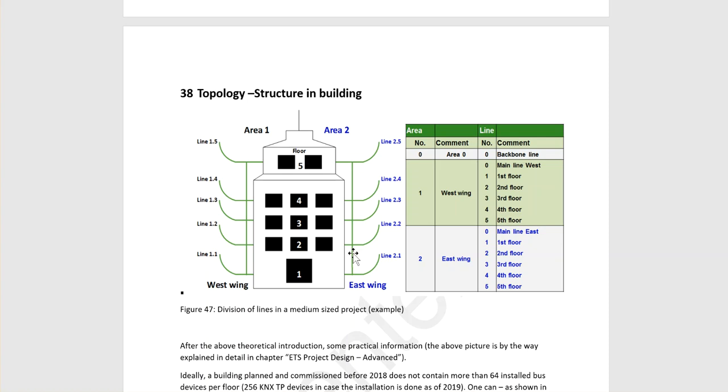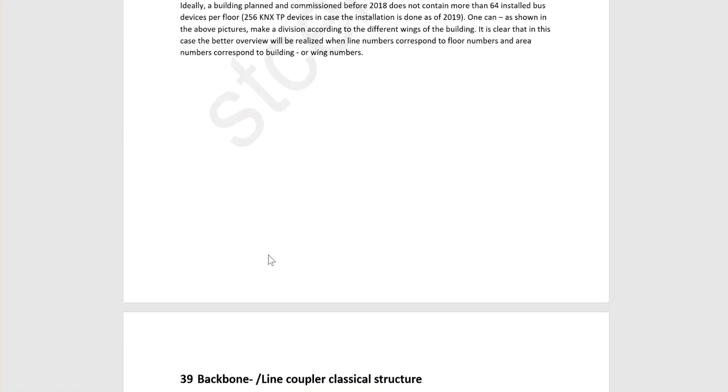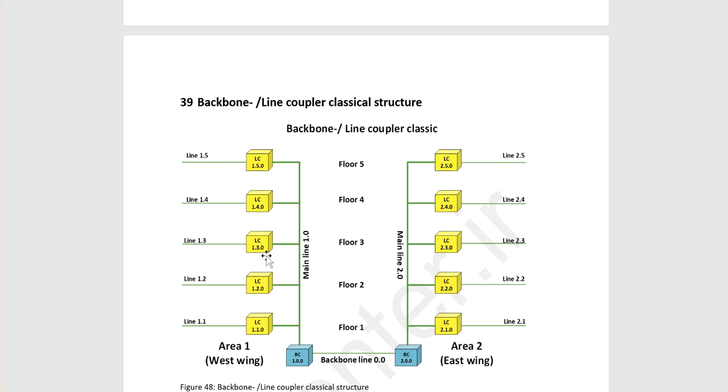You can see this building has 5 floors and a west and east wing. The building is divided into west as area 1 and east as area 2, and each level, each floor, is considered a line. So there is some correspondence between the physical layout of the building and the topology view. It really depends on your experience.